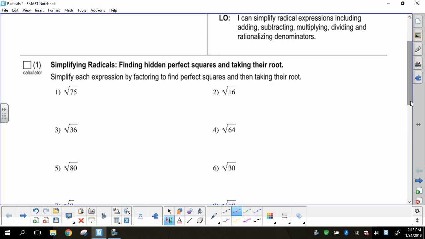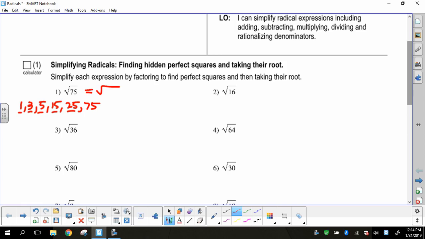So the first thing you're going to want to do is think about what factors the square root of 75 has. And the factors of 75 are 1, 3, 5, 15, 25, and 75. And a radical expression can be simplified if there are any perfect square factors. Now, when you're doing this, you're going to go through this list and look for perfect squares, and you always want to pick the perfect square factor that is the greatest. So we're going to use 25.